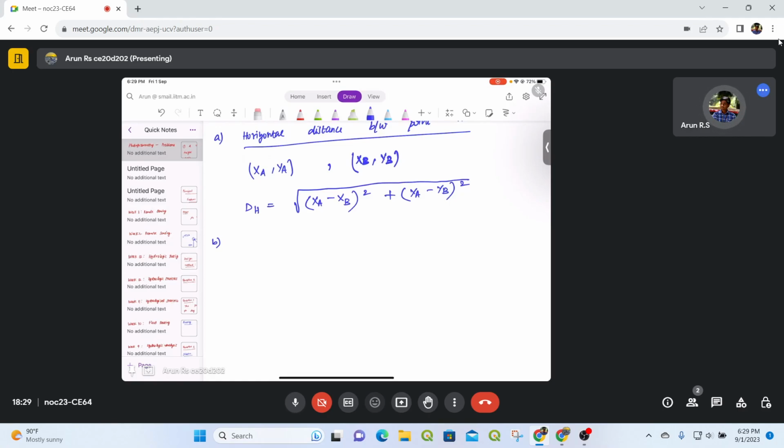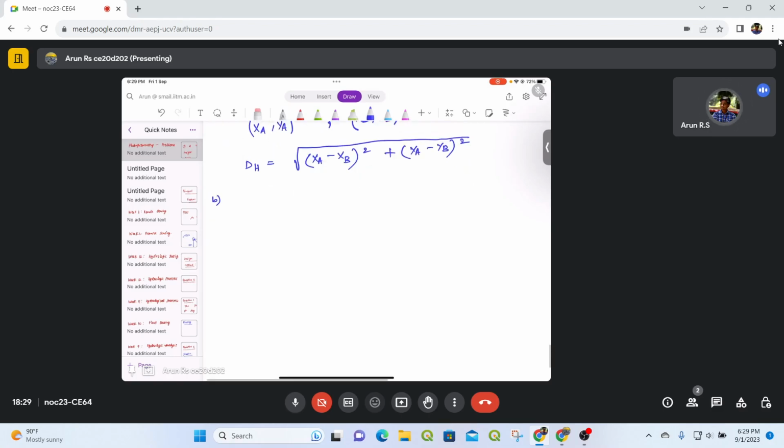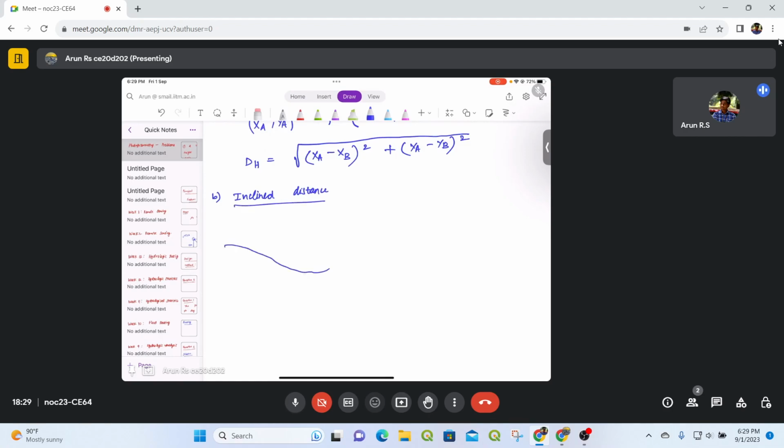And suppose the terrain is highly undulating and you want to find out the inclined distance. So let's say this is point A, then this is point B. So by the first method, you will get the horizontal distance between these 2 points. This is DH. But if you want to know the inclined distance, then you need a third coordinate, that is your elevation. So DI is nothing but your inclined distance. So same distance formula, just your elevation will get added up.